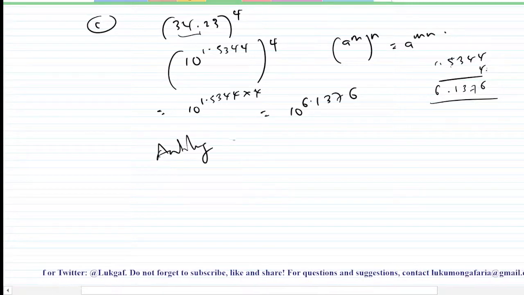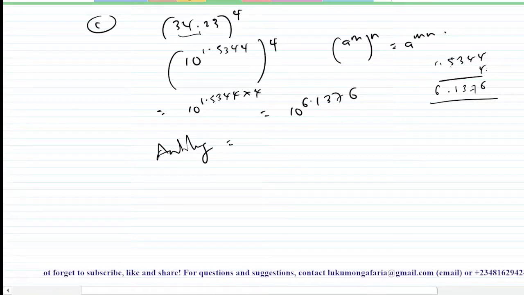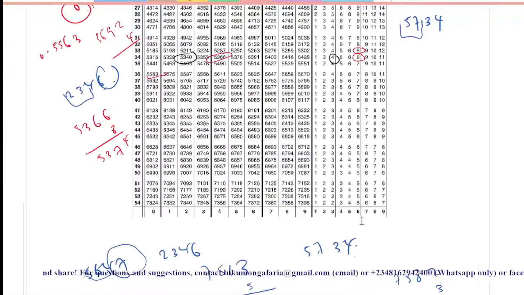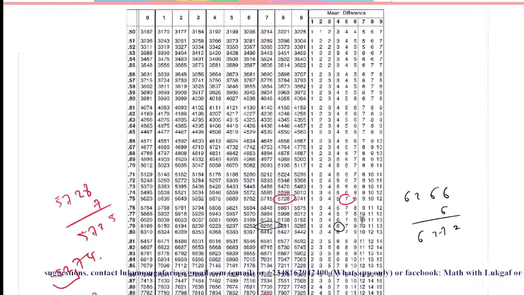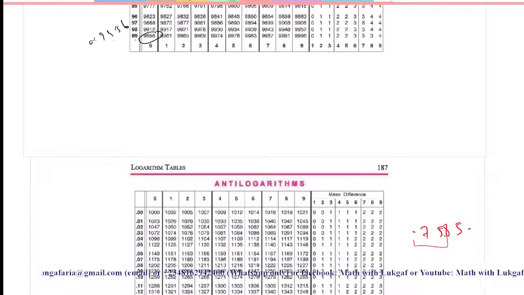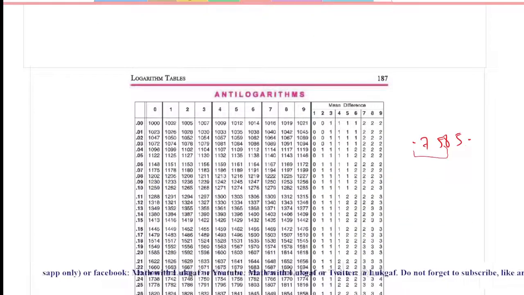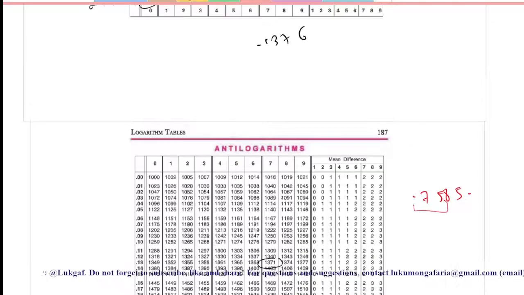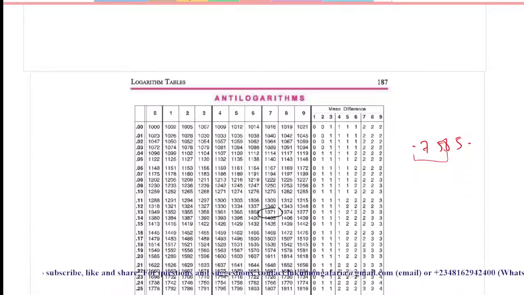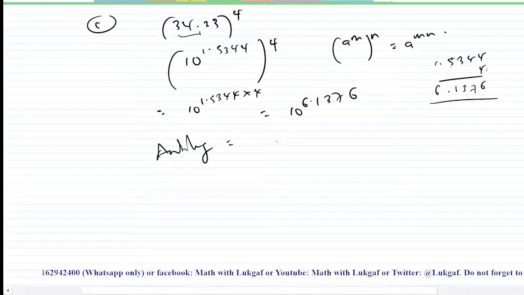Then your anti-log is going to give me what? You check 0.13 under 7 difference 6, under the anti-logarithm table. 13 under 7. What is corresponding to 7 here? I think this is this, right? Difference 6. So if you check difference 6, what is corresponding here is 2. If you add this together, this will give me 1371 plus 2, that's 1373.